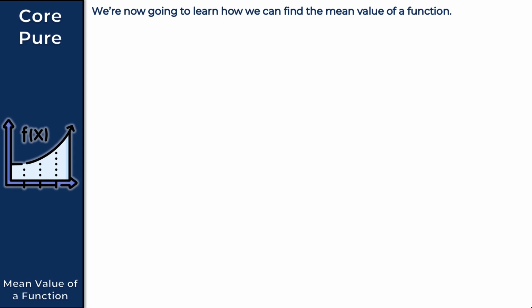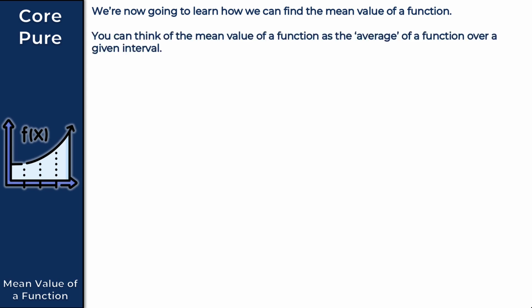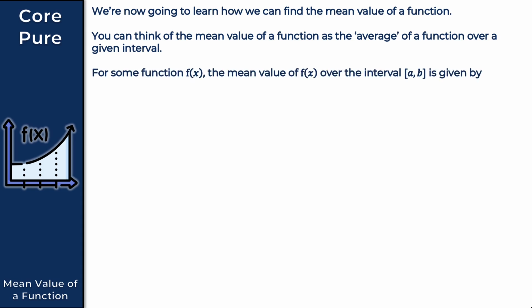In this video here, we're going to take a look at the mean value of a function. We're now going to learn how we can find the mean value of a function. And you can think of the mean value of a function as the average of a function over a given interval. So for some function f of x, the mean value of f of x over this given interval from a to b is given by the following result here.